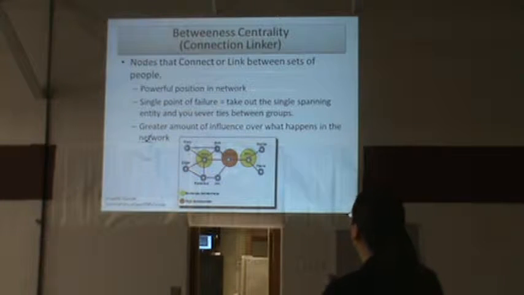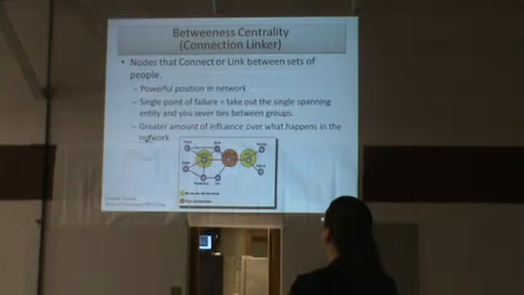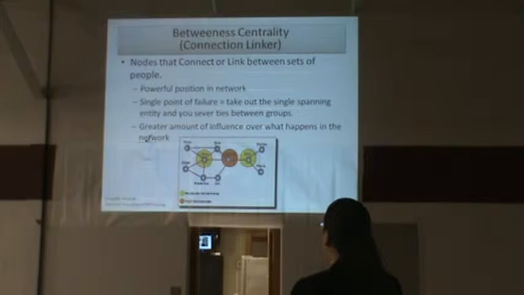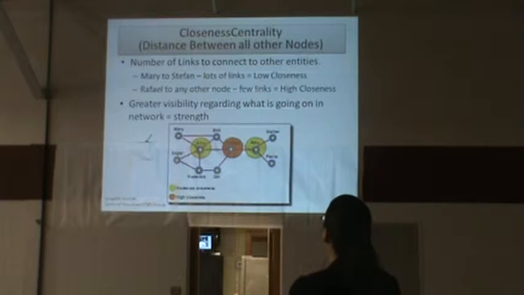So the nodes that connect or link between sets of people are the betweenness. They have a powerful position in the network. It's a single point of failure. If you take out that person, you will basically sever the social network between the different groups, the tie between the different groups. And these people have a great amount of influence over what happens within the network because of how highly linked they are.